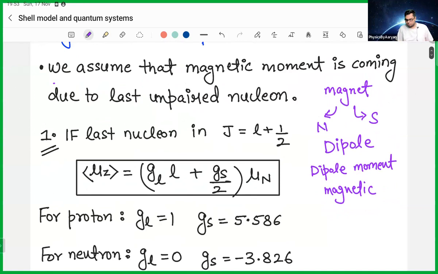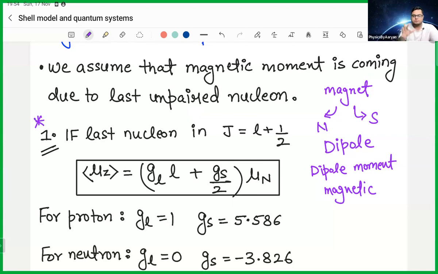So how can we find that magnetic moment? One thing that we assume is that the magnetic moment of the nucleus is coming from the last unpaired nucleon. Because of that nucleon, your magnetic moment will appear. Yesterday also we said the spin is because of the last unpaired nucleon. In the same way, the magnetic moment is also because of the last nucleon. Now there are two conditions which can be fulfilled, and in 90% of the cases, only the first condition will be fulfilled.